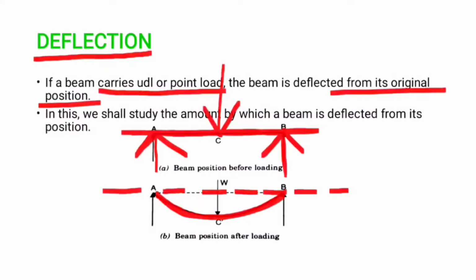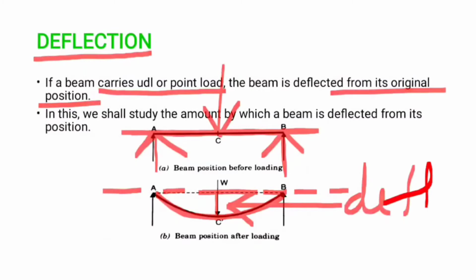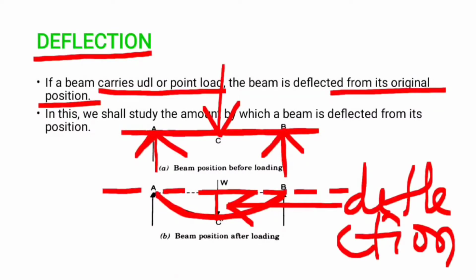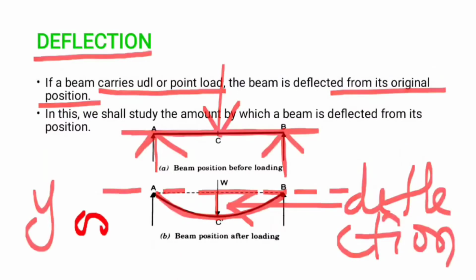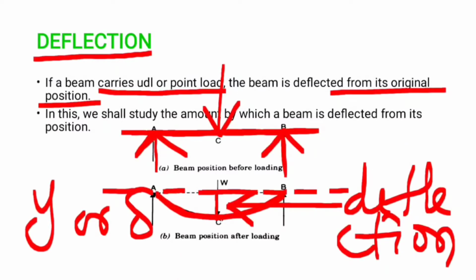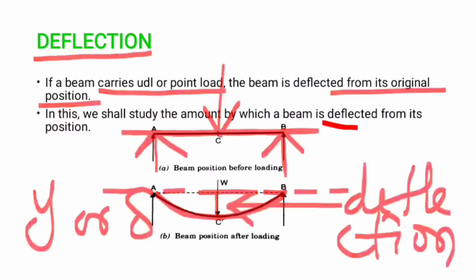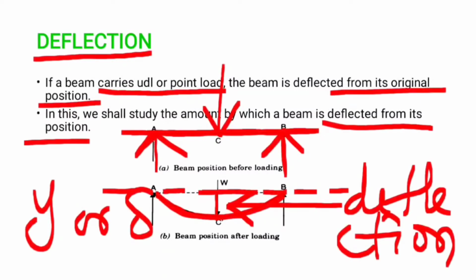The distance between the original position of a beam to the deflected position of a beam gives the deflection. It is denoted by the letter Y or delta. In this study, we calculate the amount by which the beam is deflected from its position.